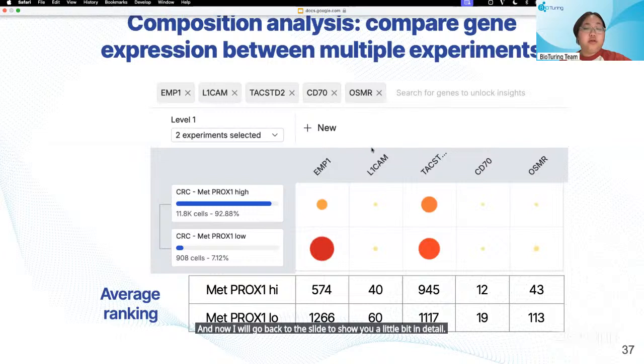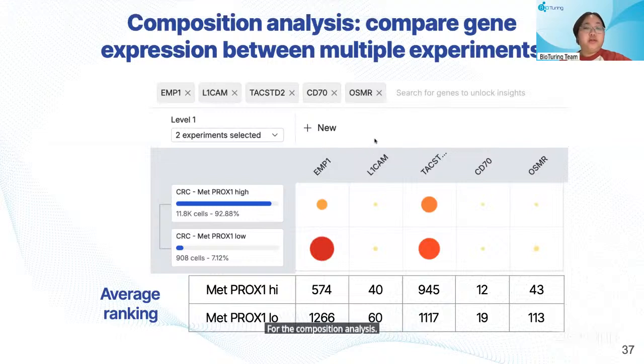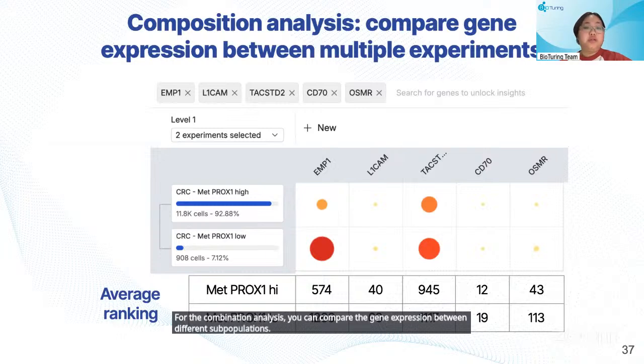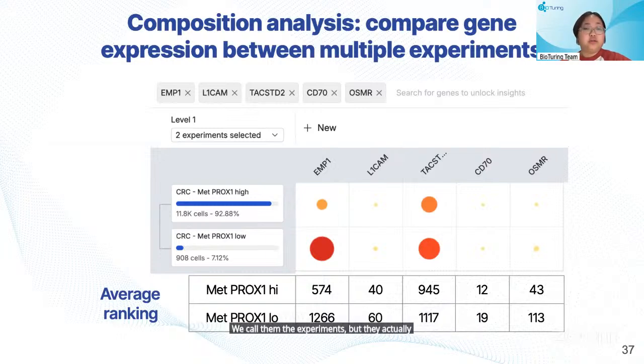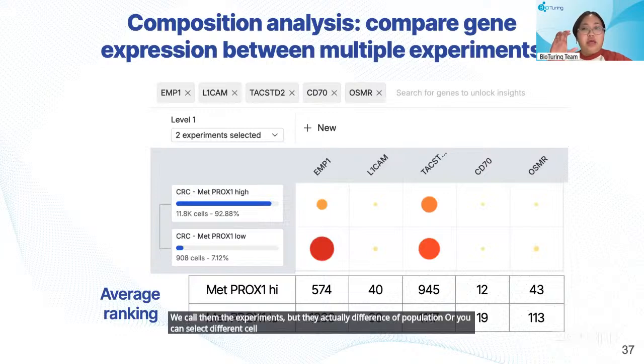For the composition analysis, you can compare the gene expression between different subpopulations. We call them the experiments, but they're actually different subpopulations. Or you can select different cell types and compare the cell composition between different conditions as well.